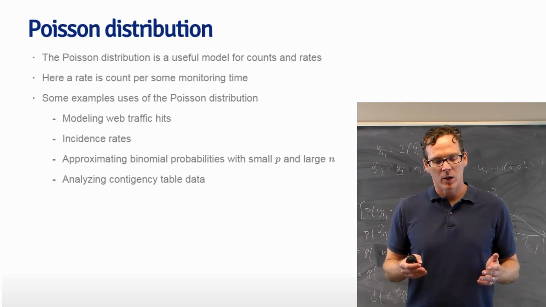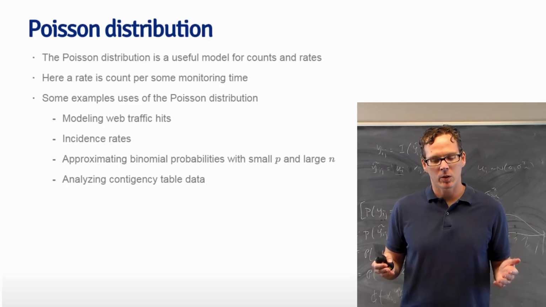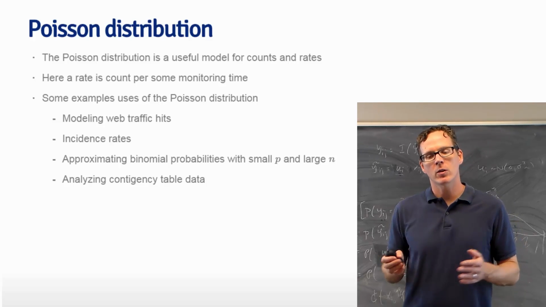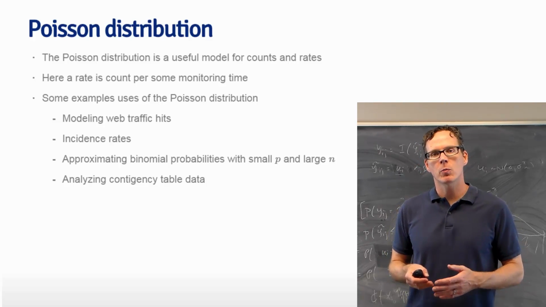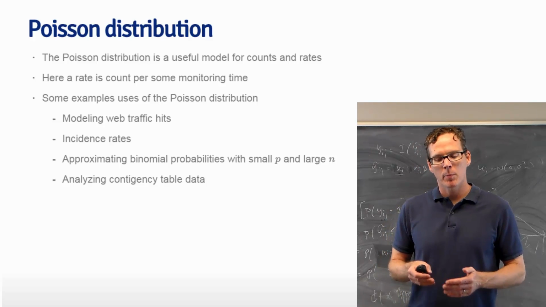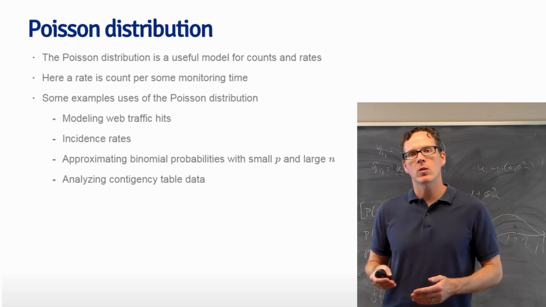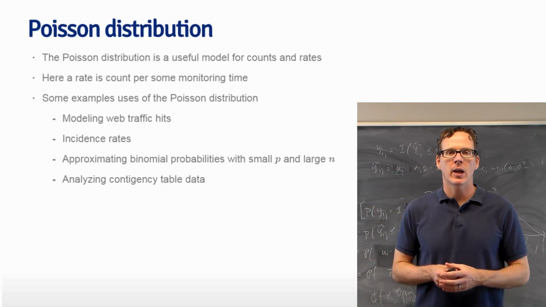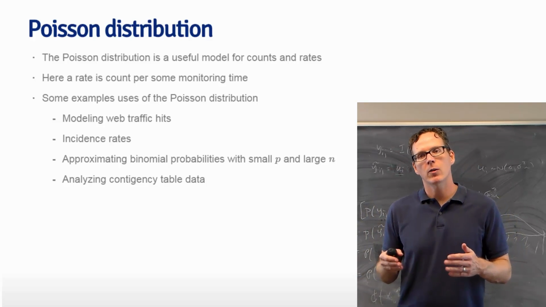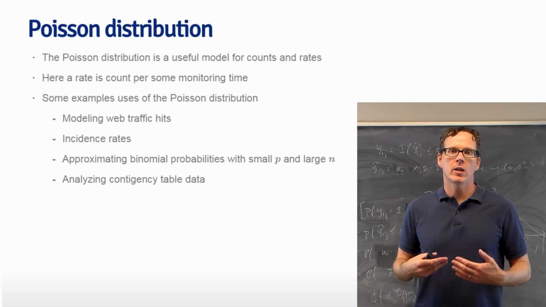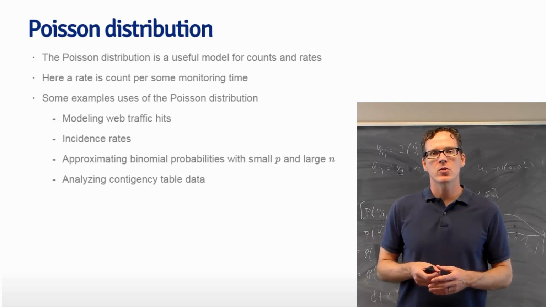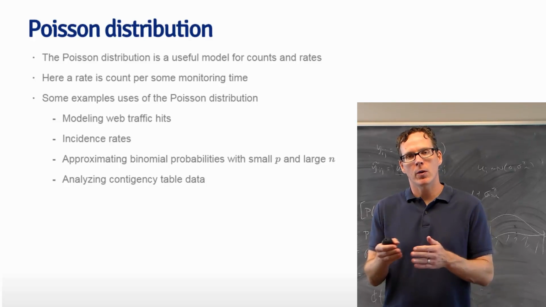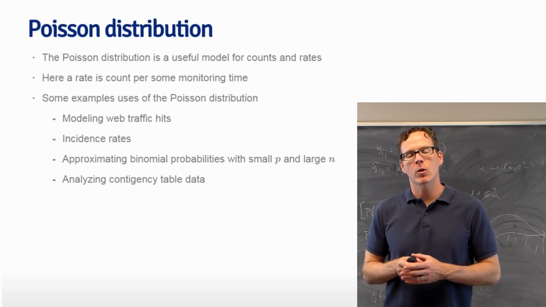So, often incidence rates and web traffic and all these other things are modeled by Poisson distributions. A very common use of the Poisson distribution is approximating binomial probabilities, where the success probability is very small and the n is very large. You can think of that as an instance of approximating with an unbounded count, even though the actual count is bounded. And an application that I like quite a bit is so-called contingency table data. This is where you've just counted the number of occurrences of a different collection of variables.